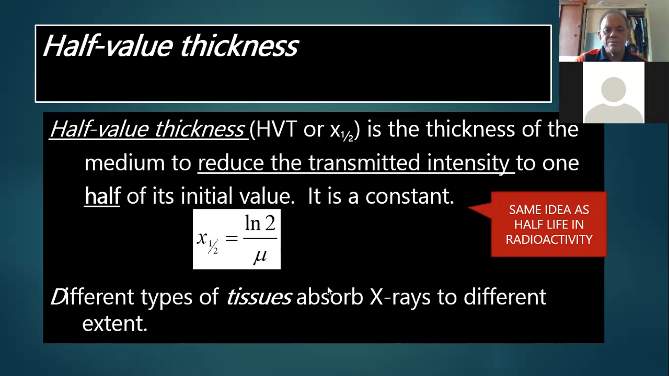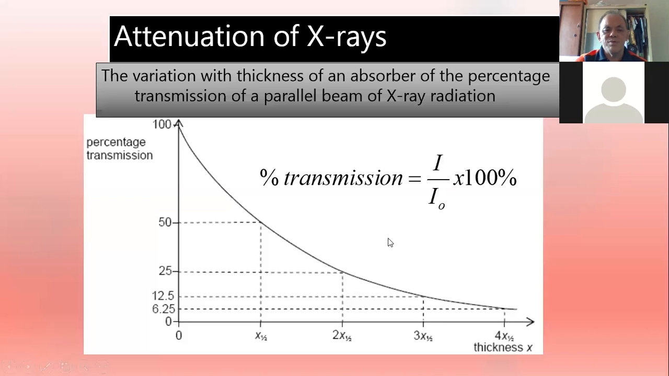Different types of tissue absorb radiation to different extents. Remember, the half value thickness is only good for a particular energy of X-ray. So that is what is meant by attenuation. If before it enters it is 100%, at one half value thickness it decreases to 50%. Another half value thickness, another half of it, half of 50 is 25, and so on.